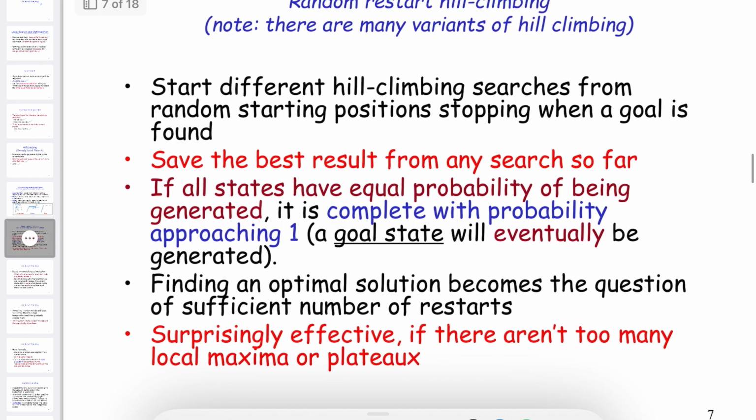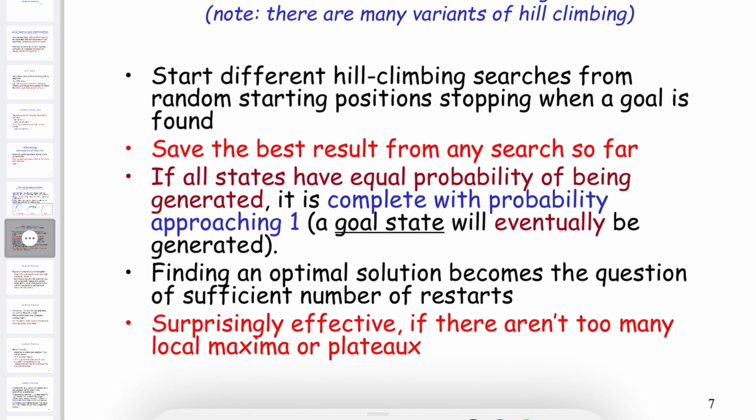So here there are many variants of hill climbing. Start different hill climbing searches from random starting positions, stopping when a goal is found. So whenever a goal is found, you can just stop the process. So how do you go for hill climbing? Either you want to have a complete view of what is there from the top. Once you reach that particular top, you just stop because the goal is reached.